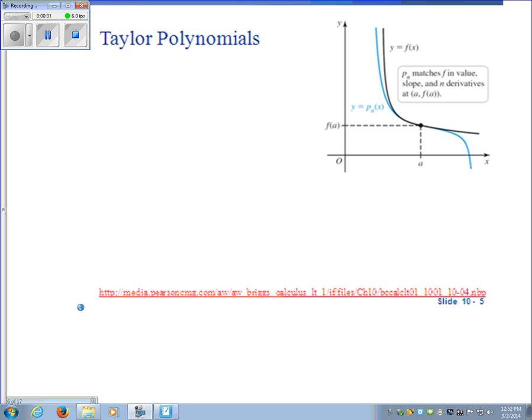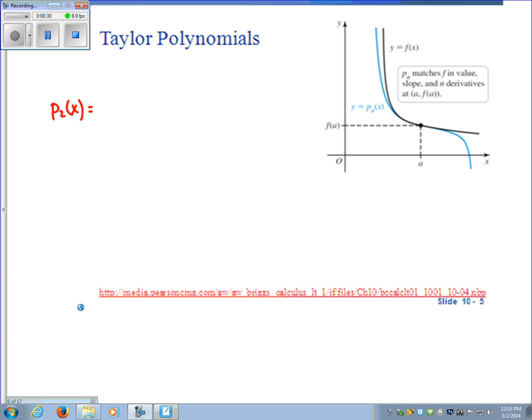Taylor polynomials are the polynomials that we've been working with that have been used as approximations for the function y equals f of x. A Taylor polynomial will agree with the function's value, the first derivative at the point, the second derivative at that point, and as you go with higher and higher degrees, it's always going to agree with that nth order derivative.